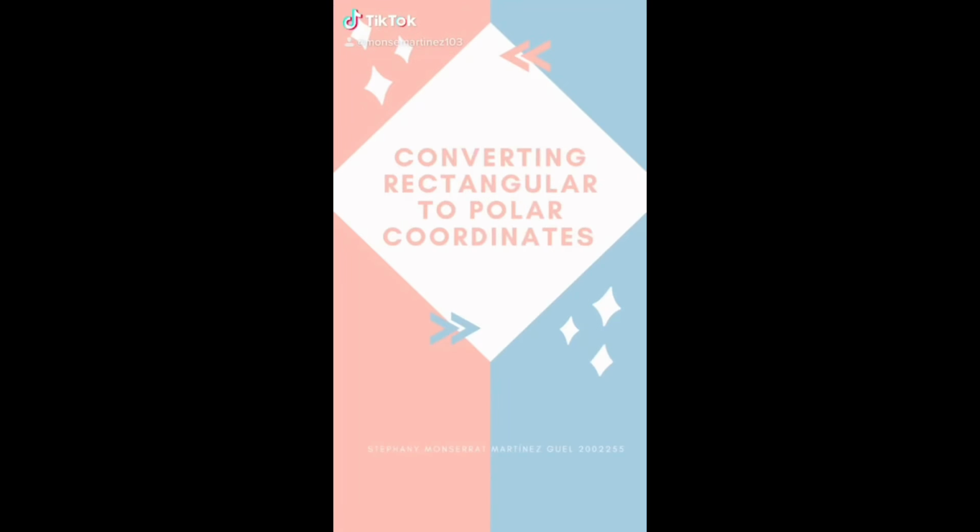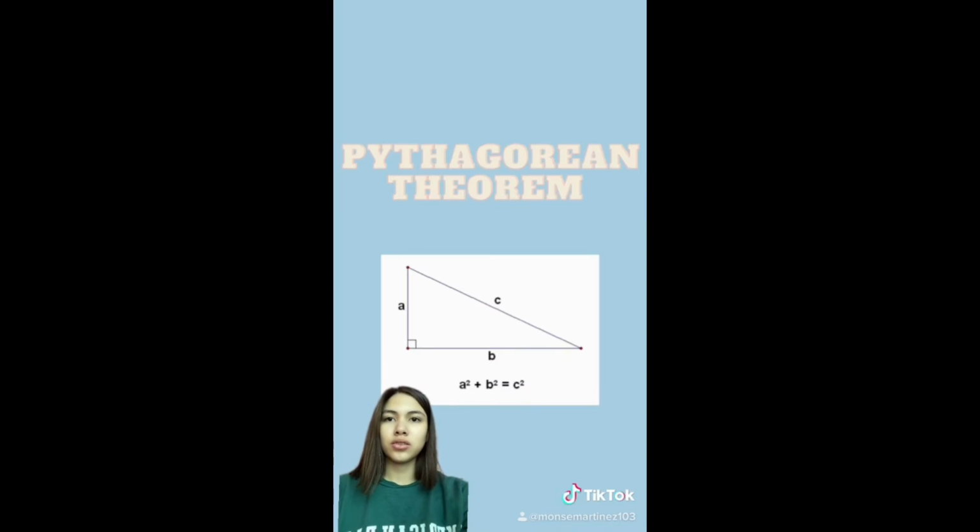Hi, today we're going to see how to convert rectangular to polar coordinates. To transform the coordinates of a vector from rectangular to polar coordinates, we use a widely used mathematical tool in the resolution of right triangles that you probably already know. This is the well-known Pythagorean theorem, which states that the sum of the squares of the length of the catheti is equal to the square of the length of the hypotenuse.